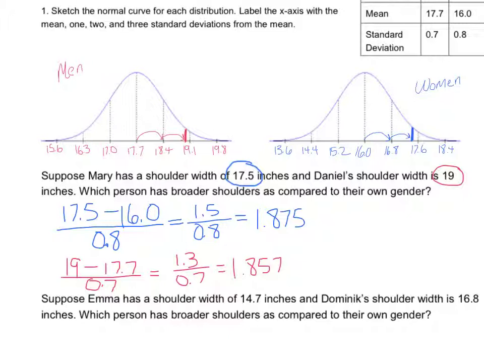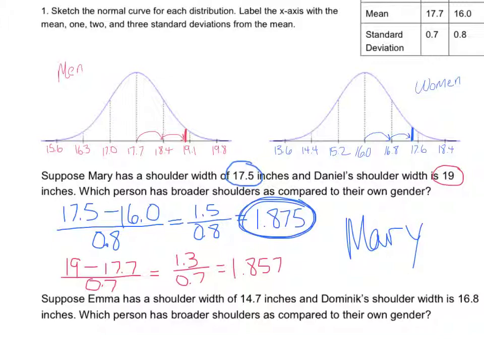So taking a good look at both of these numbers, what both those numbers mean, once again, is the number of standard deviations it is away from their mean. So Mary is 1.875 standard deviations away from the mean, and Daniel is 1.857 standard deviations from the mean. So notice that Mary is further away from the mean than Daniel is. So Mary, in this case, has broader shoulders compared to their own gender.